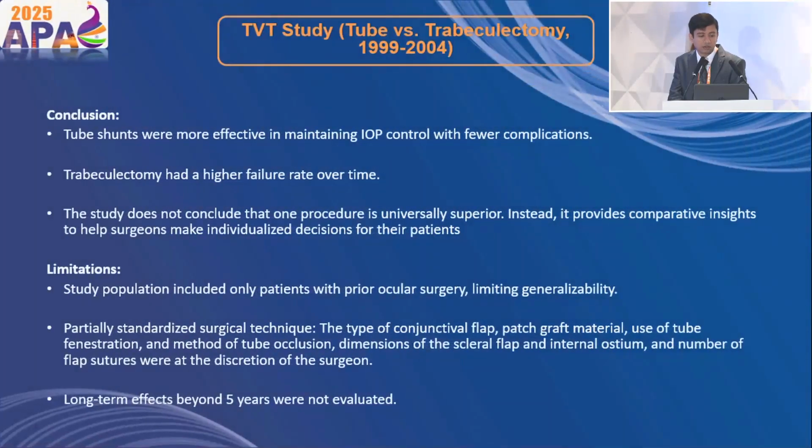They concluded that tubes may be a little more effective in maintaining IOP control with fewer complications, but they did not conclude that one procedure would be universally superior. Instead, it provided comparative insight for us surgeons to make individualized decisions. The limitations of the study were that this was partially standardized surgical technique. Some major parts of the surgeries were not standardized across all the centers.